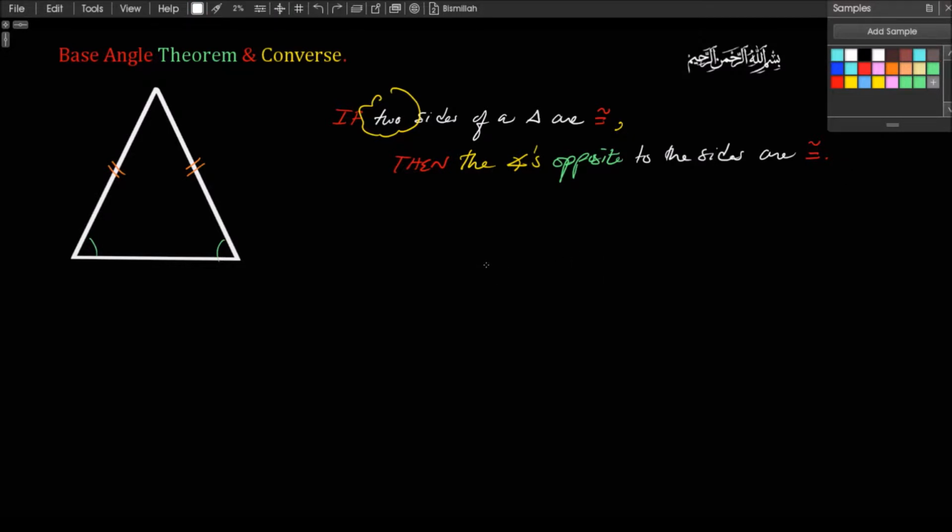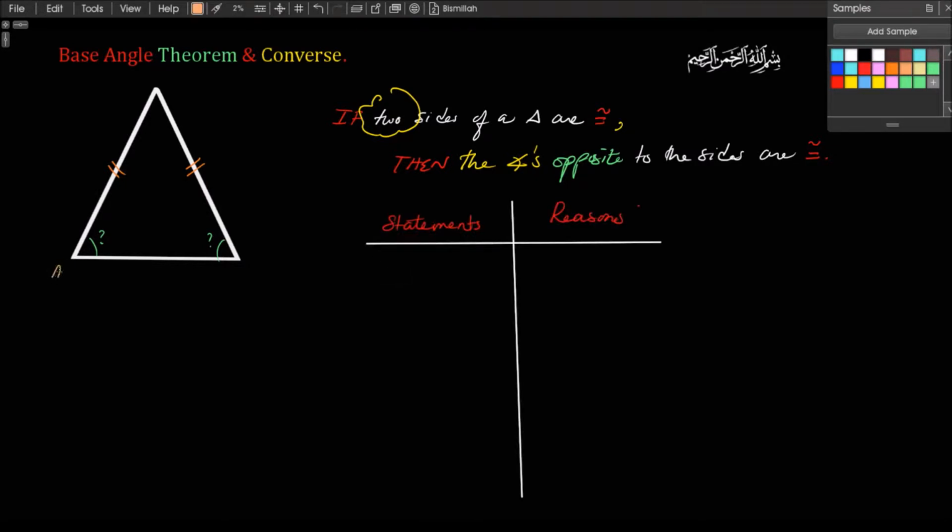So that's the theorem. Now, what's the proof, you say? That is, if those two sides are congruent, how do we know that these two angles are going to be congruent? Well, let's try to prove it. First, I'm going to label this triangle, triangle ABC. And we're going to be given that AB is congruent to BC. So that's the given information. And we're going to prove that angle A is congruent to angle C. That's our job. So given AB is congruent to BC, we're going to prove that angle A is congruent to angle C, and that's what the base angle theorem states.